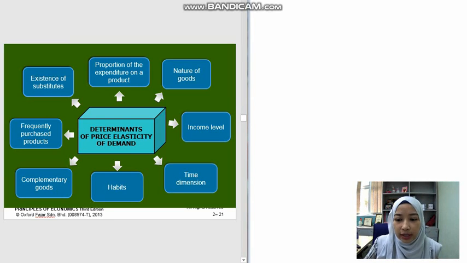Okay, so what are examples of determinants or factors that can impact the elasticity or the responsiveness of consumers in their purchase of a certain product? For example, the first one is the existence of substitutes. Substitutes mean replacement of a certain product.